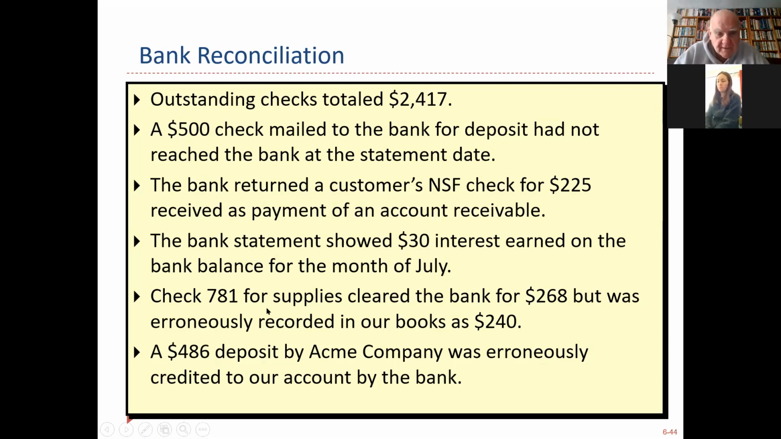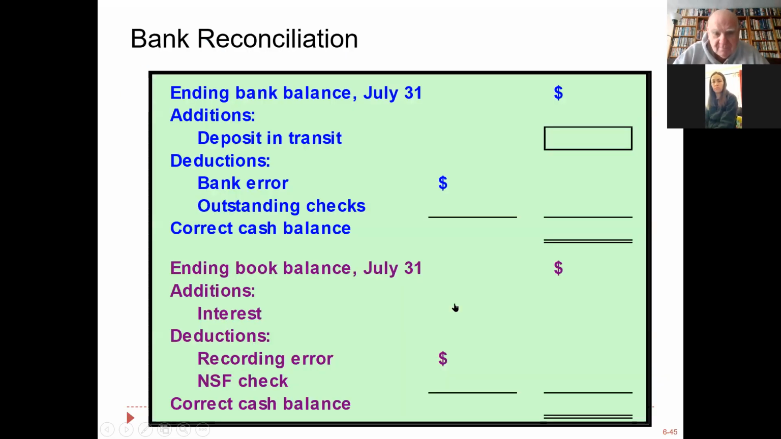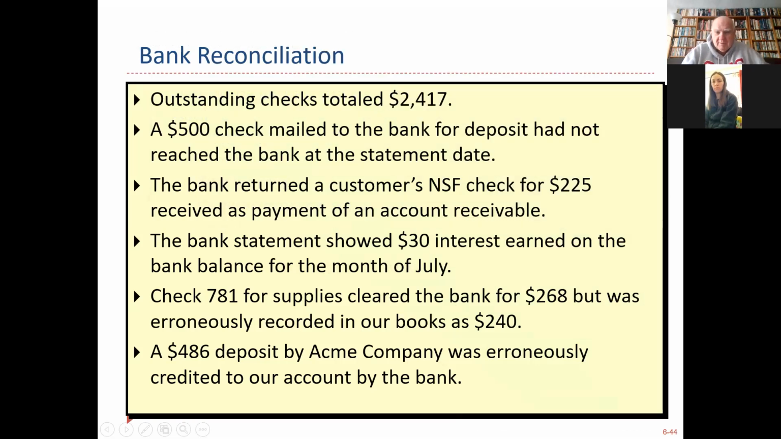And we have check number 781, where we apparently debited supplies, but we made a mistake. When the bank got the check, the bank saw that it was a $268 check, but somebody somehow, some way entered it into the system as $240.